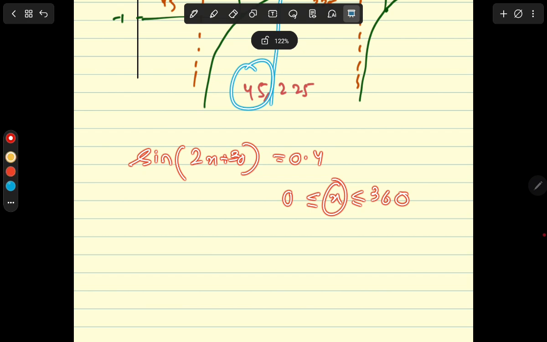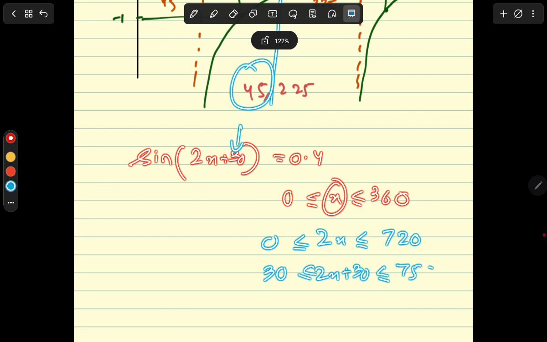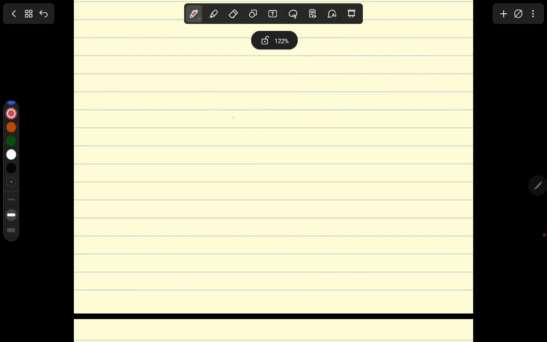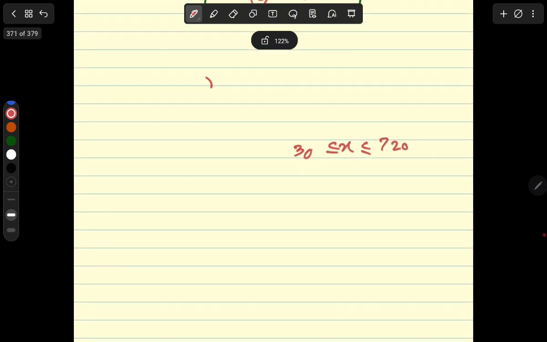So, first of all, double this. When I double it, this becomes 0 to 720. And then you add a 30. We are doing some transformation. So now this is between 30 and 750 degrees. So my domain is now between 30 and 750 degrees for sine of 2x plus 30 equal to 0.4.